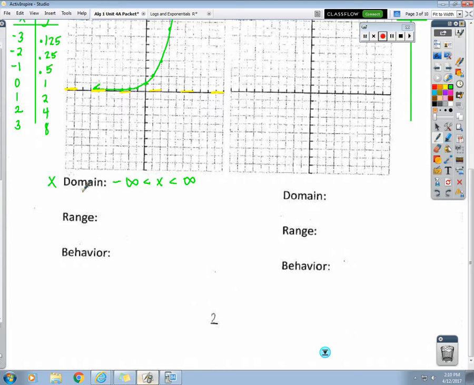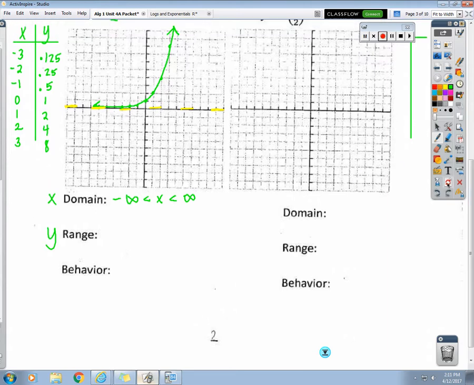Range is about y values. So if domain is left to right, range is down to up. How far down will that curve go? Correct. There's an asymptote that prevents it from going below 0. So the lowest it goes is 0. How high will it go? Infinity. But then it's range. So you put a y in the middle, and then it's less than infinity, but greater than 0.